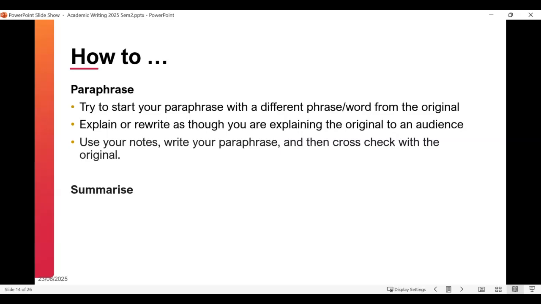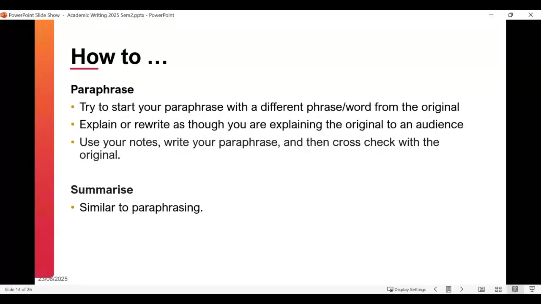So usually you read the thing, you write notes, you use your notes, you write a paragraph, and then you can go back to the original to make sure the idea is still the same. Try not to paraphrase with the original text just next to you, because then your brain is going to find it hard to come up with different words to say the same thing. So I hope that makes sense.